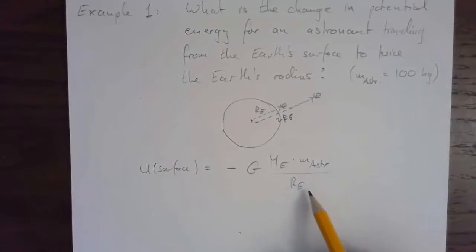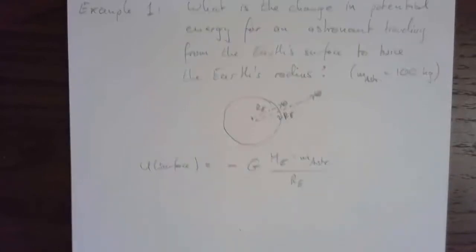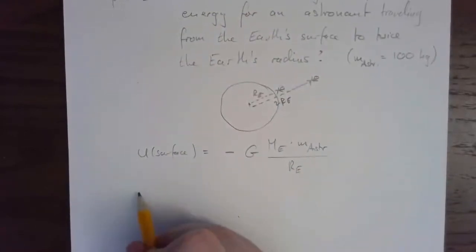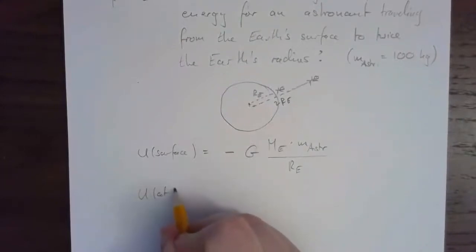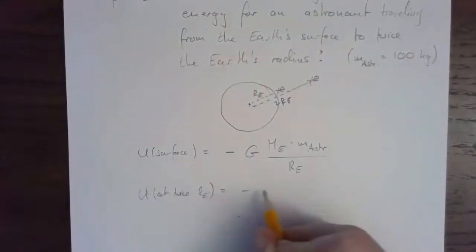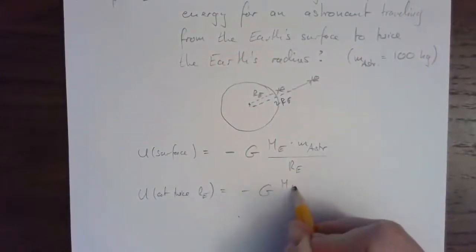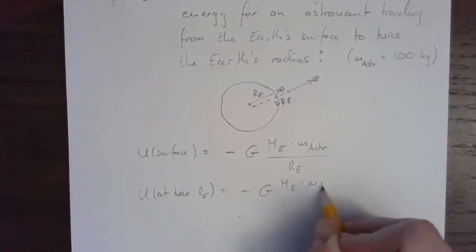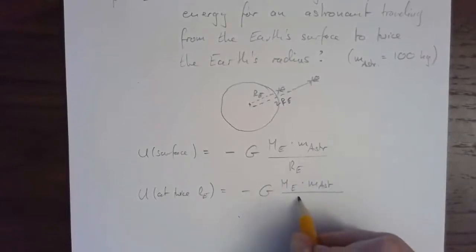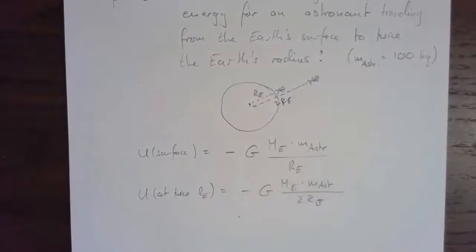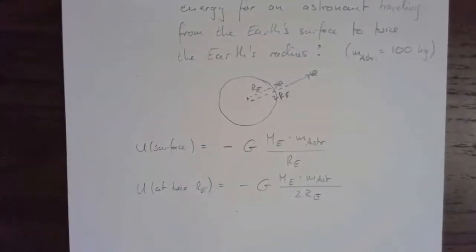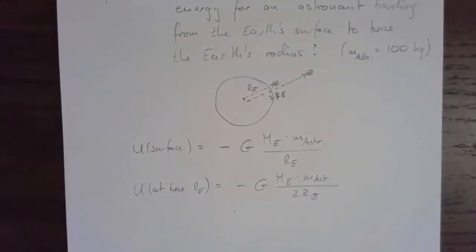Not squared, right? Squared is the force. Potential energy, not squared. Now, the potential energy up here, let's say at twice the Earth's radius, is minus G M_E times m astronaut divided by, well, the distance is 2 R_E. So let's find the difference.